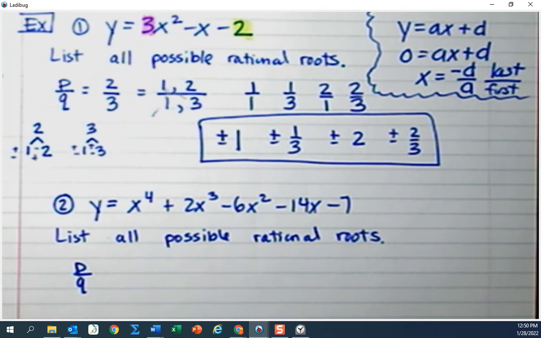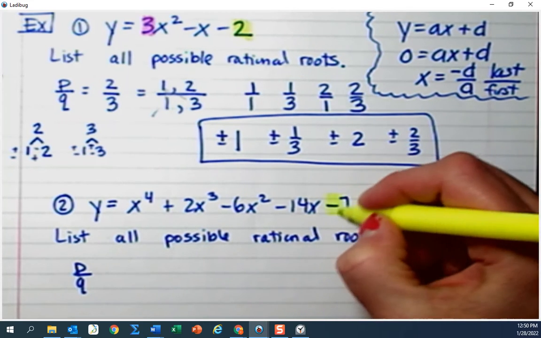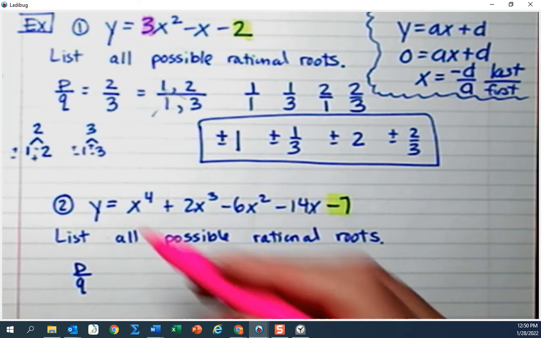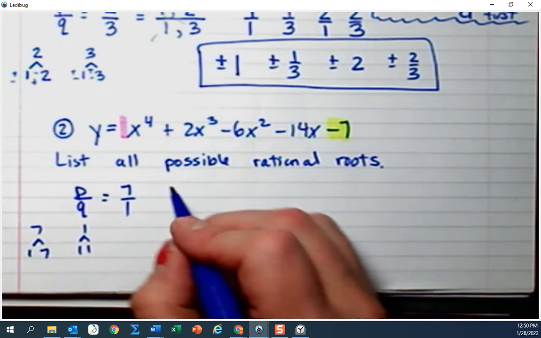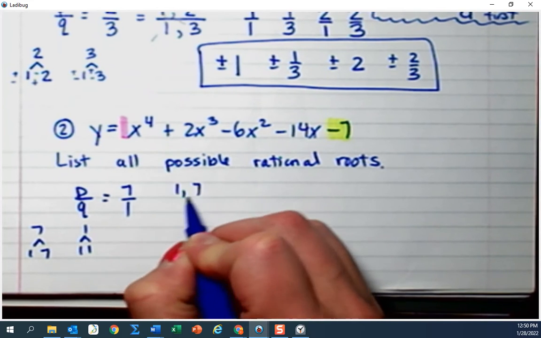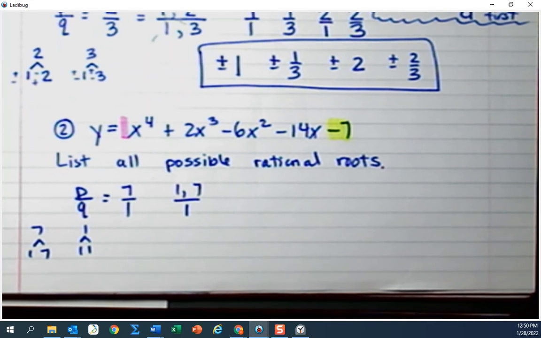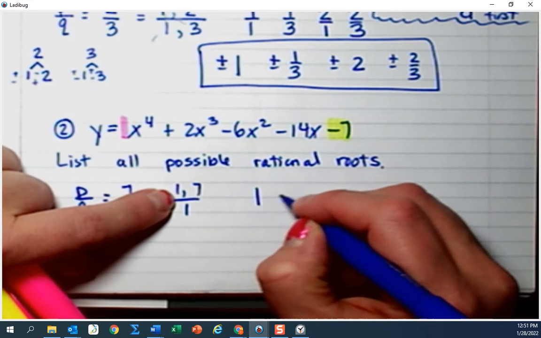Last number, first number. Okay. Last number, first number. So it's just 1 and 7 and 1. Then I've got to pair it all up.